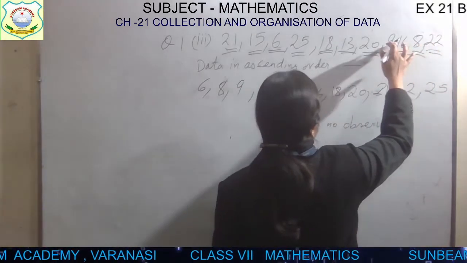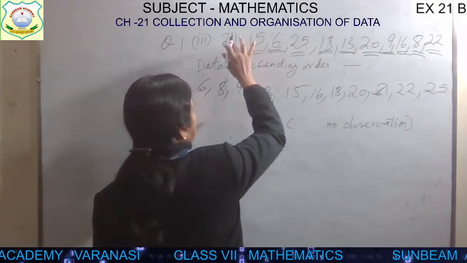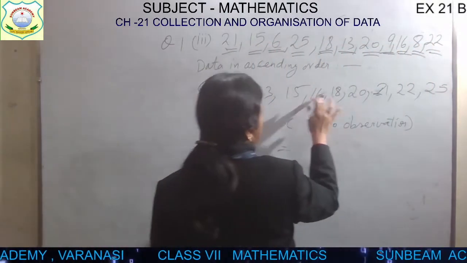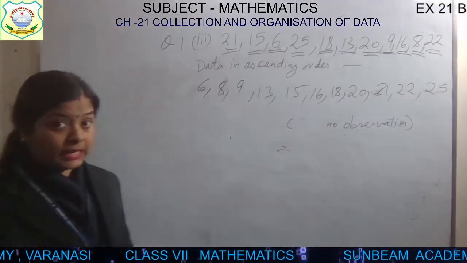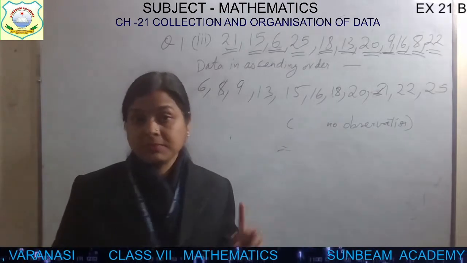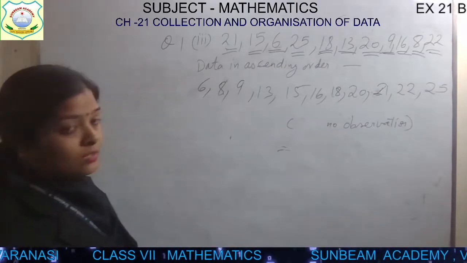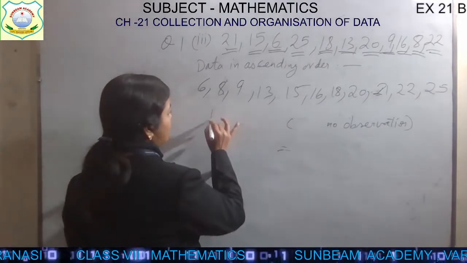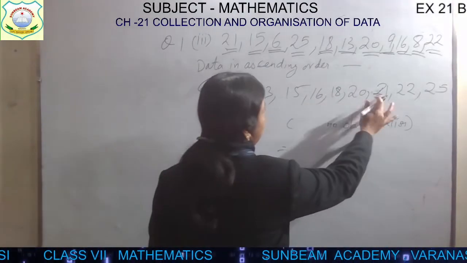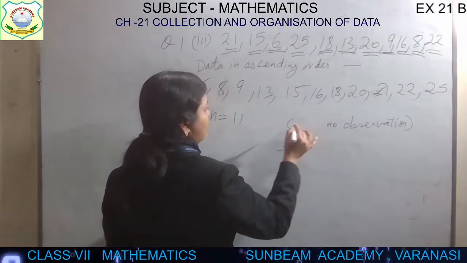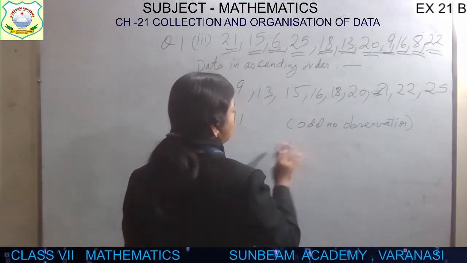1, 2, 3, 4, 5, 6, 7, 8, 9, 10, 11. Total 11 data we have written. And it is in ascending order. It's a must to write it in ascending order. Now, n is how much? 11. So n is 11, which means an odd number of observations.